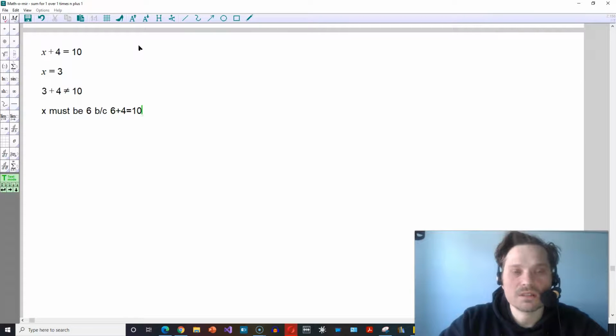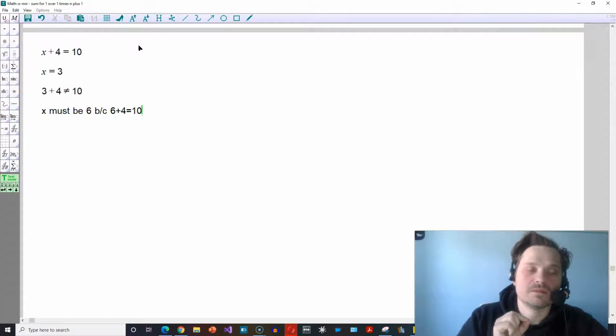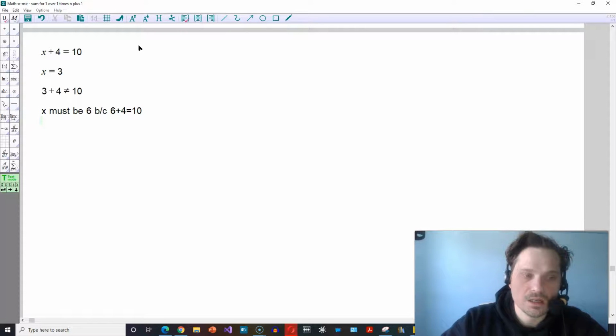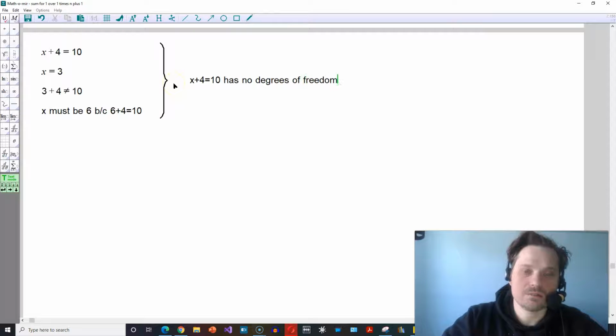In other words, I don't really have any freedom over the value of x. It just already is forced to be 6 because of the nature of the equation. So in this case, we would summarize this by saying the following for this example right here. This equation x plus 4 equals 10 has no degrees of freedom. Look at the next one. It's going to be a little bit different.